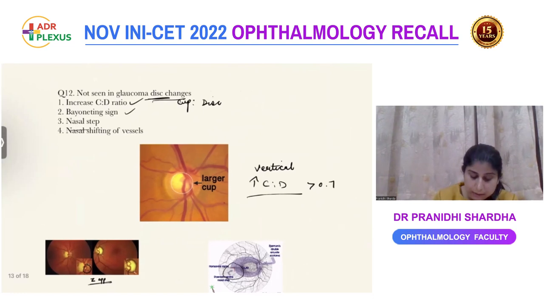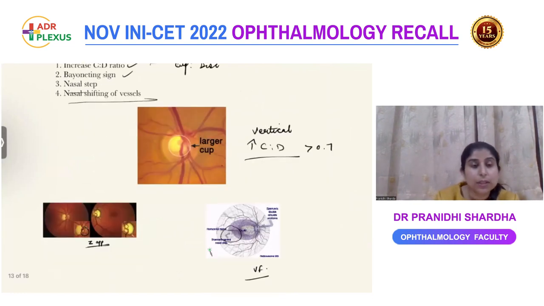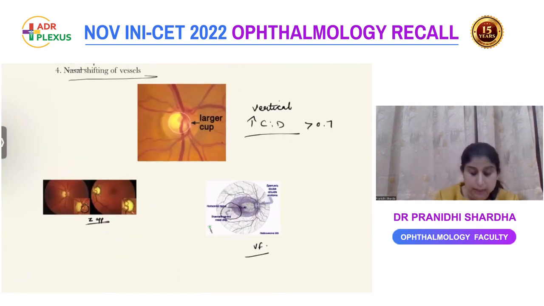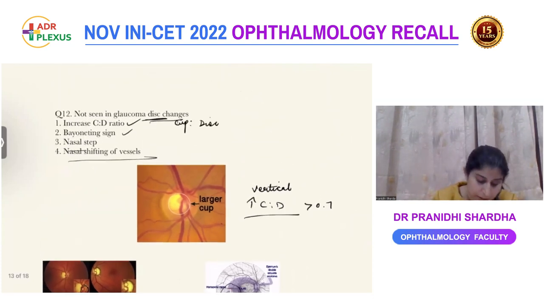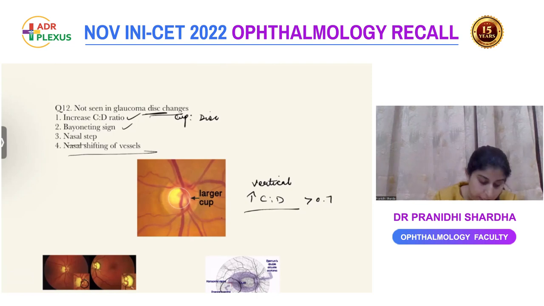Nasal shifting of vessels is also seen in glaucoma, because the nasal side of the disc is the last one to go in glaucoma because of the thickness of the disc there. So the vessels get attracted towards the nasal side, and it is known as nasalization of the vessels. So it is also a feature of glaucoma disc changes. So in this question, the answer will be the nasal step, which is a feature of glaucoma, but on perimetry, on visual field, not on disc.